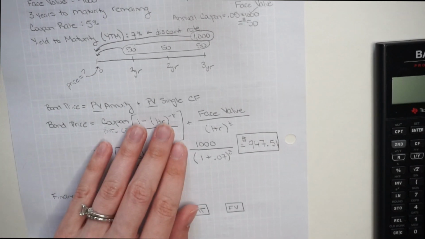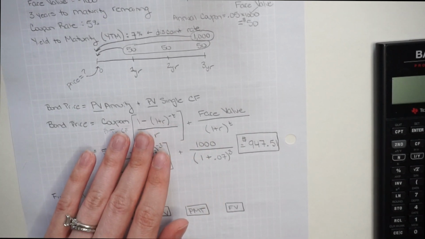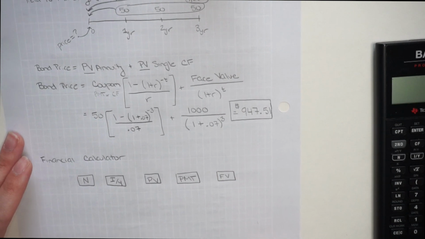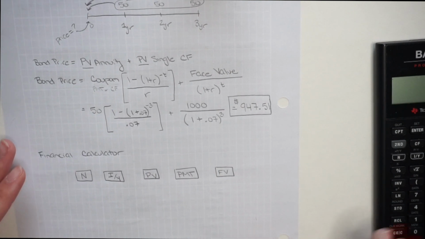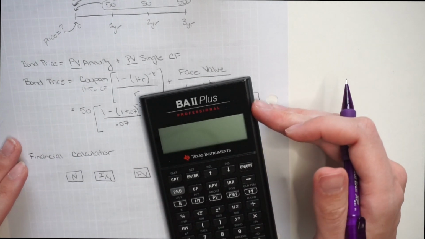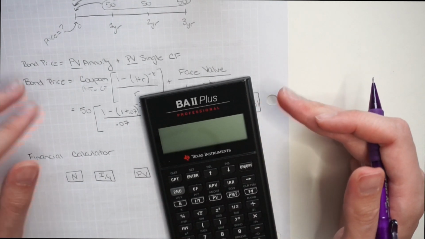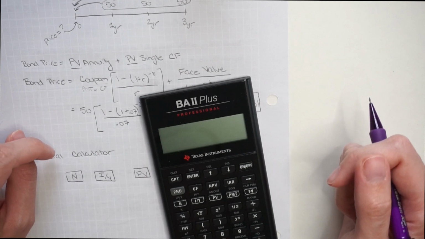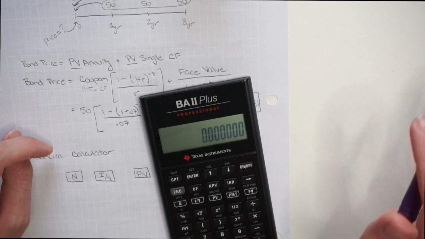Now another alternative to solving this out by hand using the equations is we can use a calculator function for time value of money. So in this video, I'm going to be showing it to you on a financial calculator. I do have a separate video showing a graphing calculator, so if you're looking for that video, I'll have a link down below. So first, let me turn this one on.